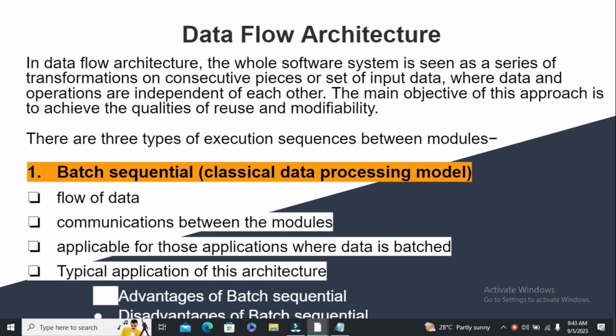In this lecture, we will learn data flow architecture. In data flow architecture, the whole software system is seen as a series of transformations on consecutive pieces or sets of input data, where data and operations are independent of each other.